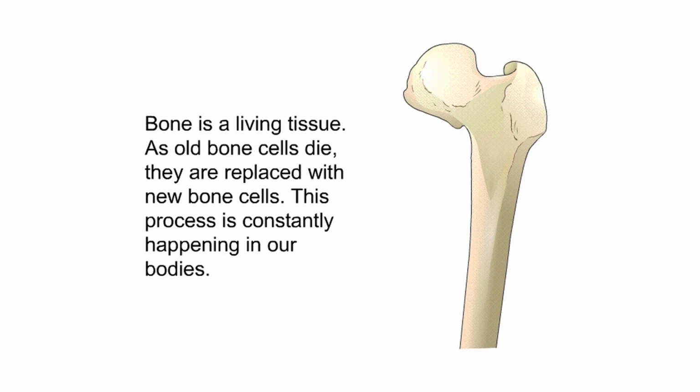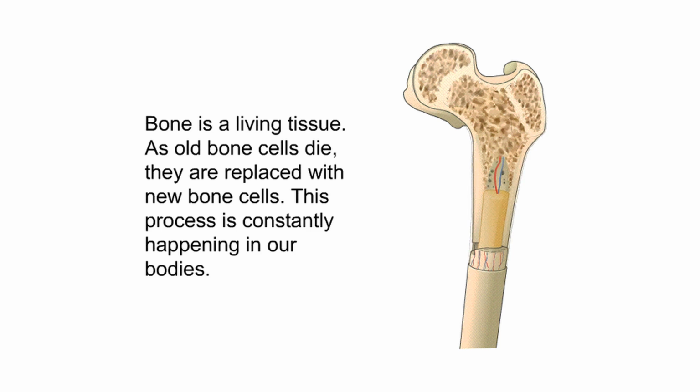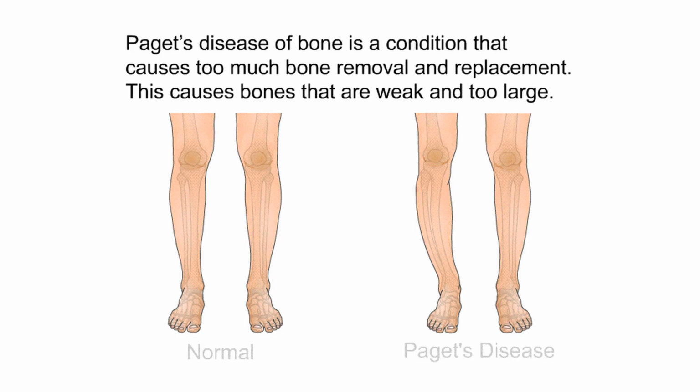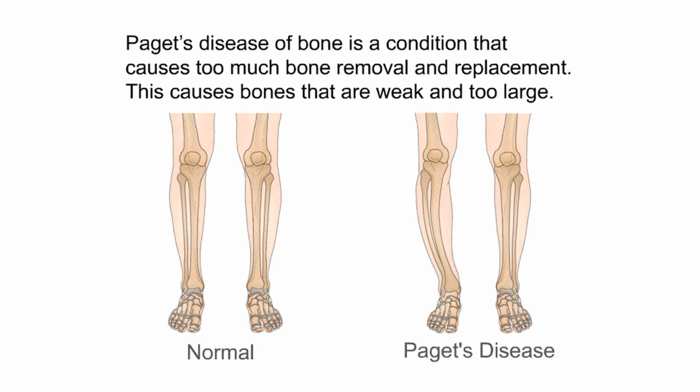Summary. Bone is a living tissue. As old bone cells die, they are replaced with new bone cells. This process is constantly happening in our bodies. Paget's disease of bone is a condition that causes too much bone removal and replacement. This causes bones that are weak and too large.